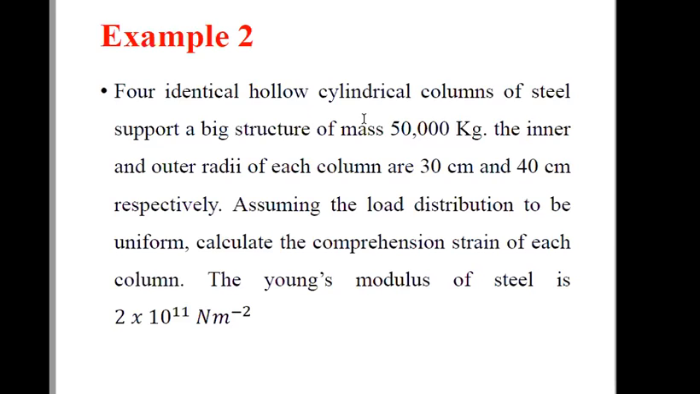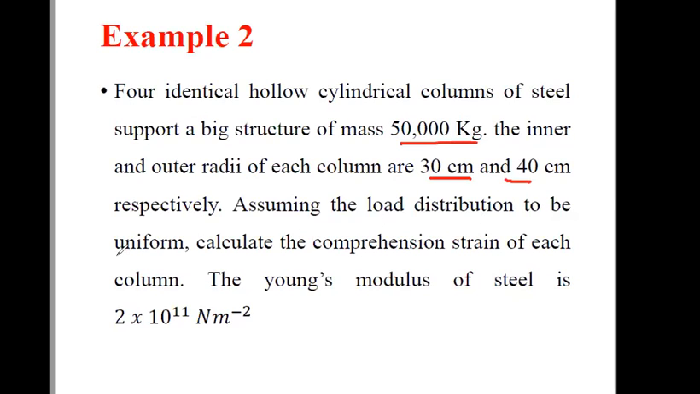Now, second example. Think about it. Everyone, try to solve this one. Okay, in this problem, what is given? Four identical hollow cylindrical columns of steel support a big structure of mass. This is the force given. The inner and outer radii are given. Now the area will be what? The area will be pi (r1 square minus r2 square). Yes or no? That will be the area.